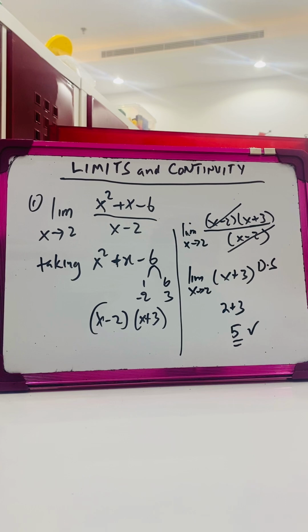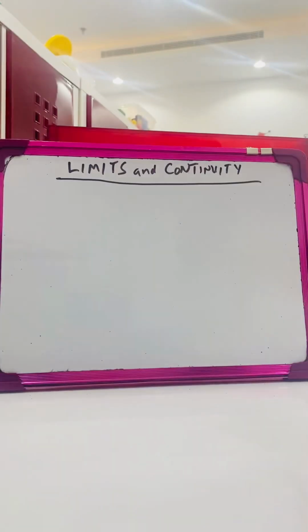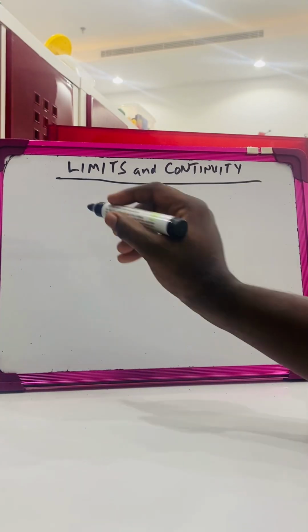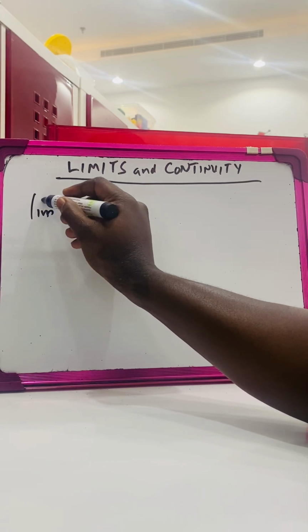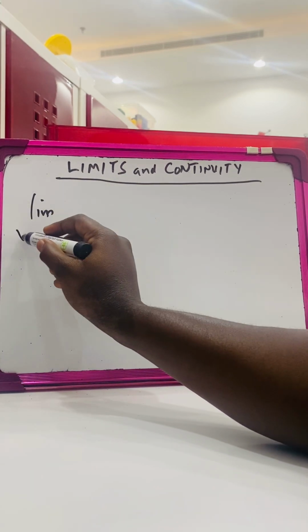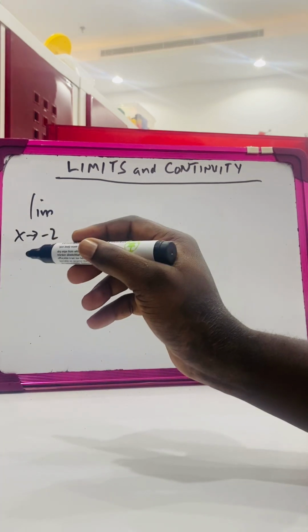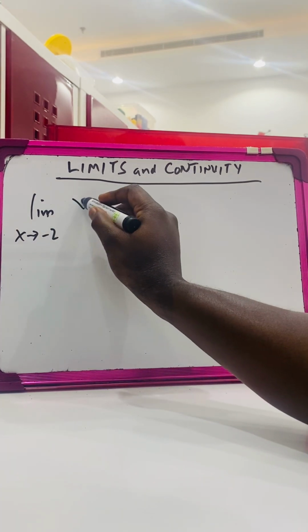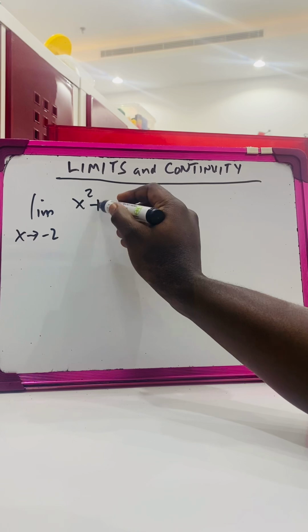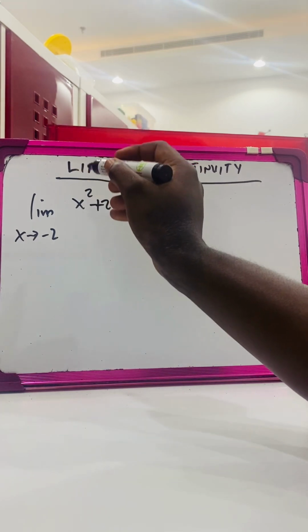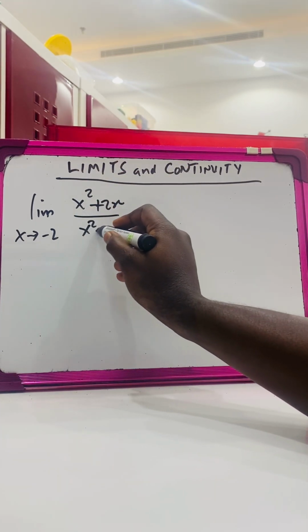I'll take another example. Example number 2. We find the limit as x approaches minus 2. What's the function here? x squared plus 2x all over x squared minus 4.